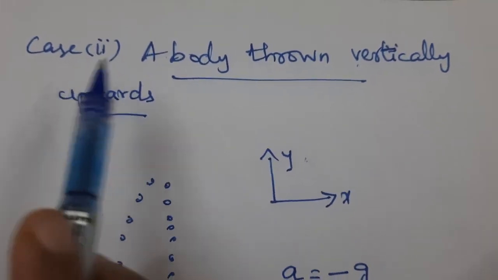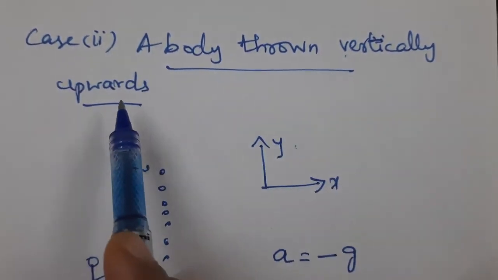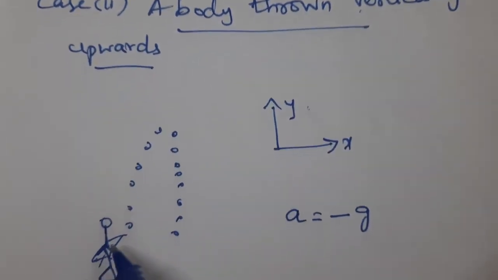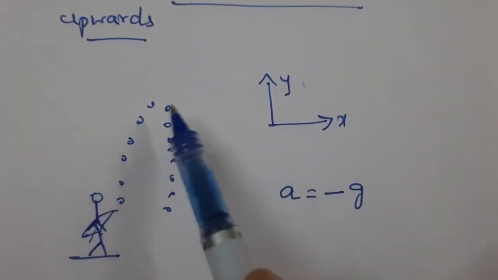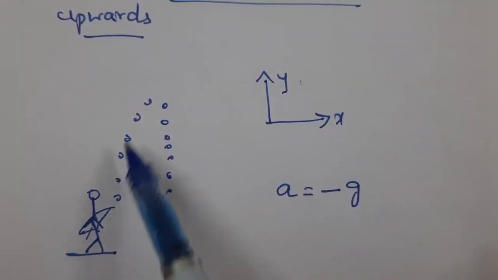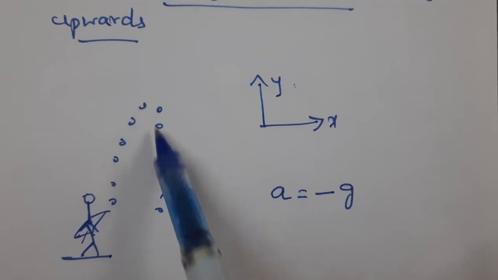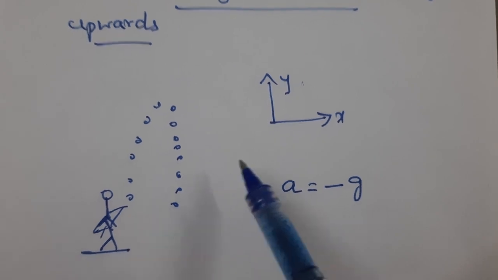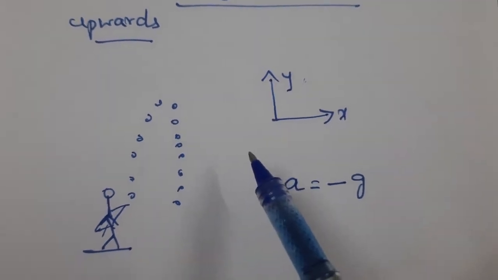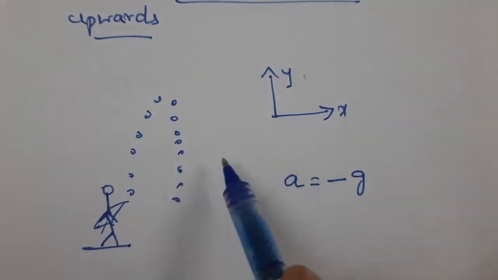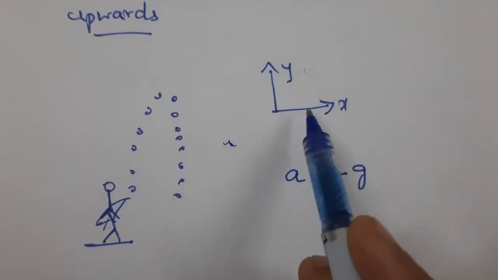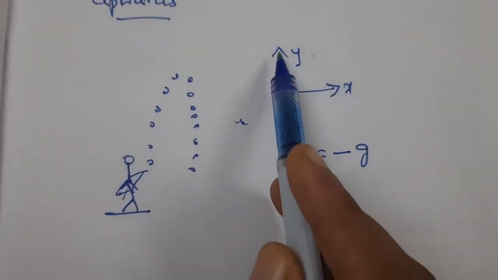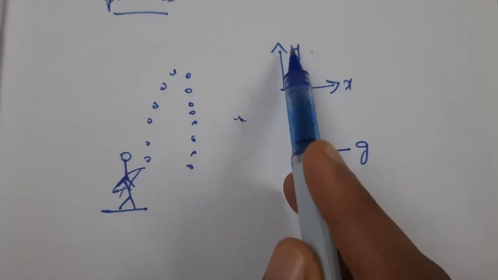Let's see the case 2. A body thrown vertically upwards. So a man throwing a ball upward. It reaches a particular height and comes back towards the ground. Here, of course, we neglect the air friction and the mass of object m. The initial velocity we can take as u. And the coordinate system, this is x-axis, this is y-axis, this is the ground. Here we choose the vertical direction as positive y-axis.